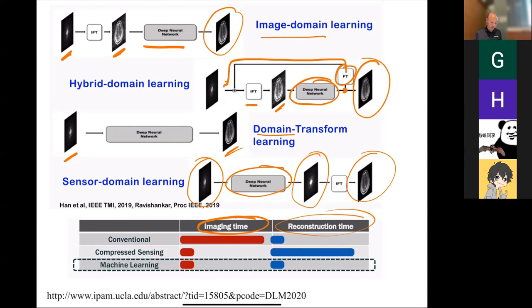So machine learning allows you to go faster, and the recon time is super fast because it's just GPU based, just a bunch of forward calculations. Okay, so that's why there's a lot of interest in deep learning.